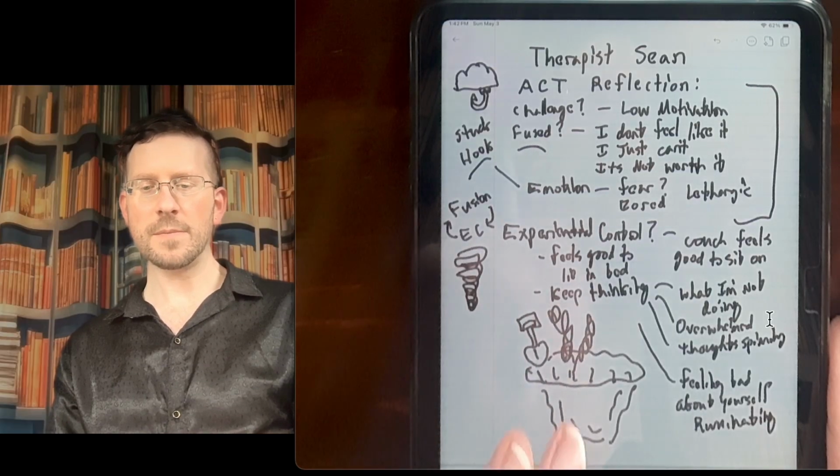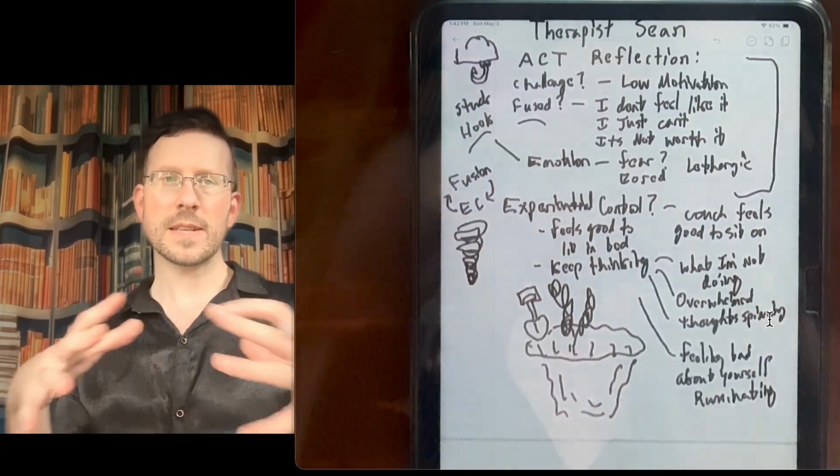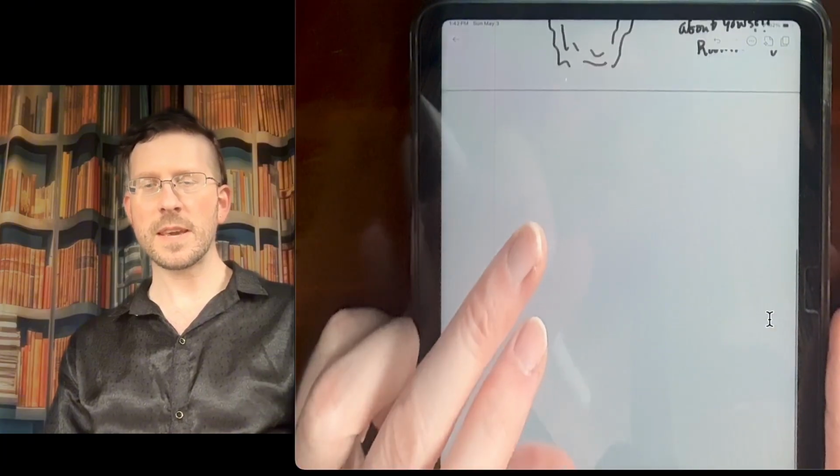Okay, so what is happening as far as your experiential control? How are you trying to make yourself feel better? Whether that's internally as a mental thing, whether that's externally as a comfort thing, but it's not working for you because it's keeping you stuck.